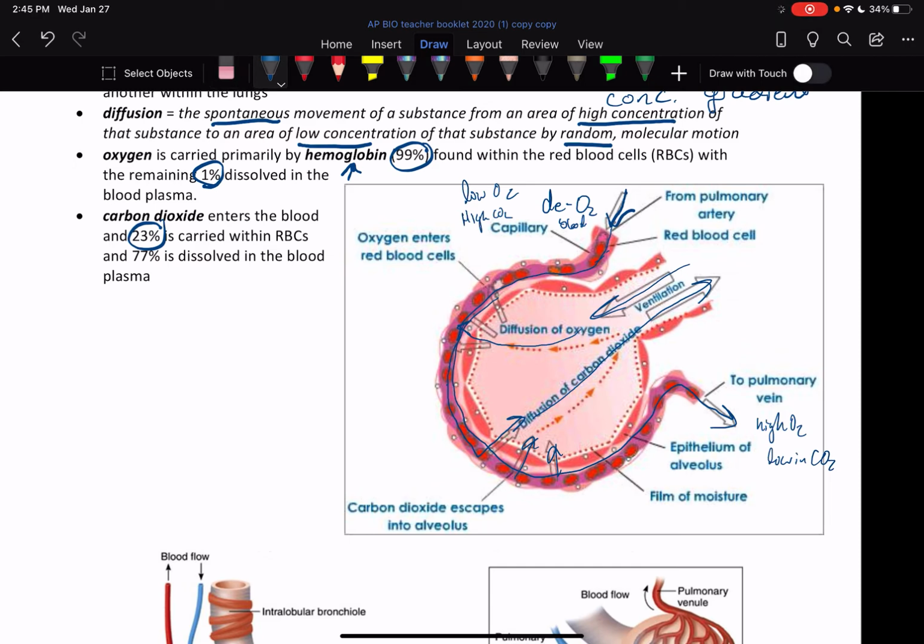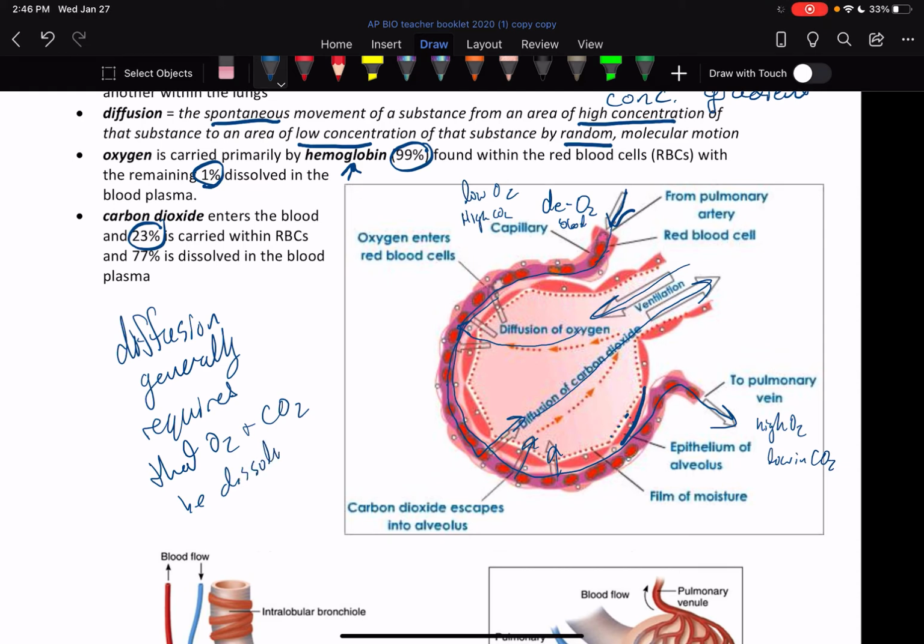And a couple other things that I want to point out here: there's a very thin layer of epithelial tissue on the alveolus. So there's a thin bit of tissue between the capillary and the alveolus. And there's also a film of moisture, because diffusion generally requires that O2 and CO2 be dissolved. We need that moisture to dissolve the O2 and CO2.